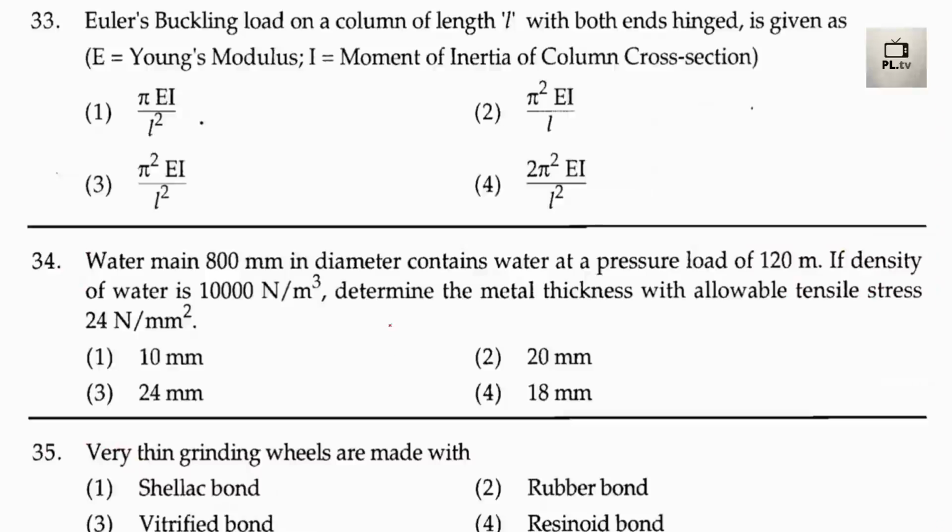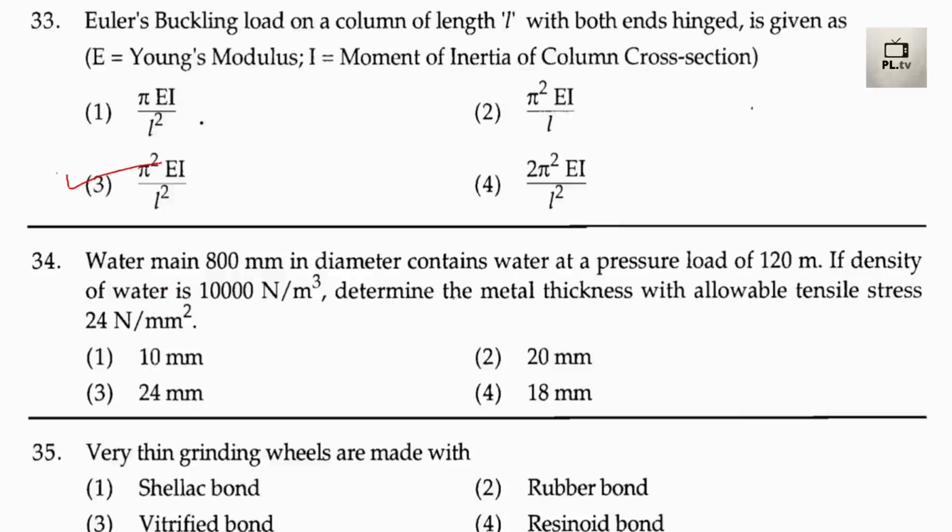Euler's buckling load on a column of length L with both ends hinged is given as. There are more cases like this, that is one end is free, one end is fixed, or one end is fixed and the other end is hinged. So there are two or three cases like that, and the correct option for this question is pi square EI divided by L square. So the correct option is third.